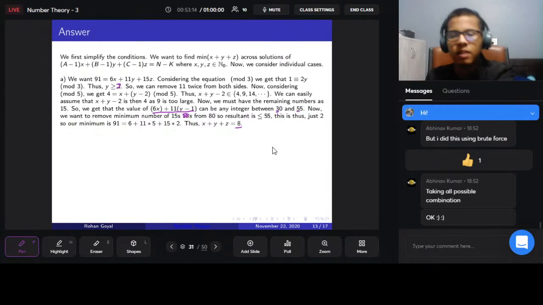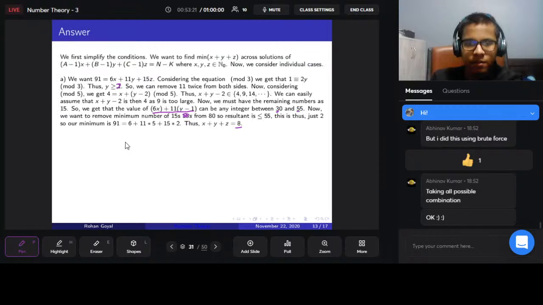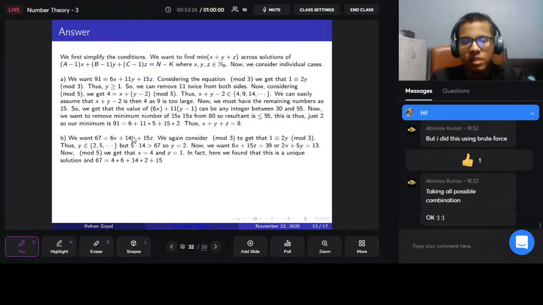In the second case, again removing the story, 76 minus 9, 6, 14 and 15. So 67 equals 6x plus 14y plus 15z. Again, we consider mod 3. We get that 1 is congruent to 2y mod 3. So y is in this set. But obviously, if y is at least 5, then 5 into 14 is greater than or equal to 70, which is greater than 67. So we must have y equal to 2.